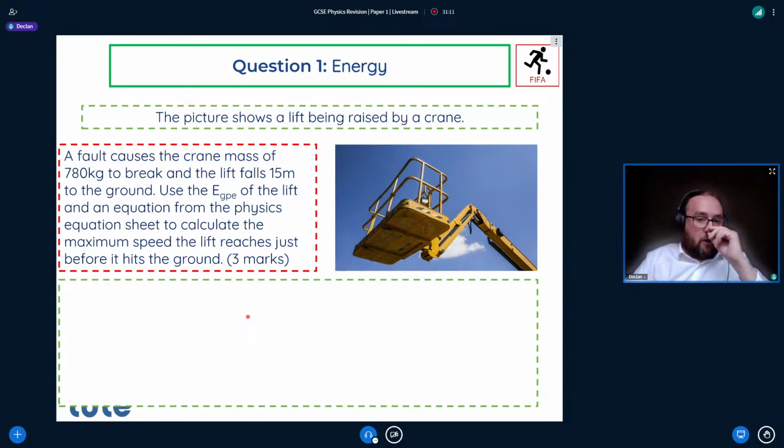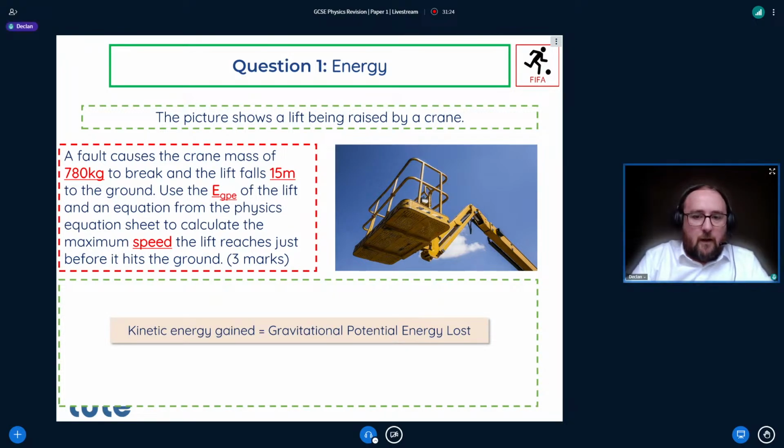So once again, we're going to use the FIFA method to help us set this out. But we're going to do something that I like to call the old FIFA 1-2. So first off, underlining all our information so we know what we've got, we know what we're looking for. And we know in this question, we're talking about kinetic energy because we're talking about movement, and we're talking about gravitational potential energy lost, and they're being equal because of conservation of energy.